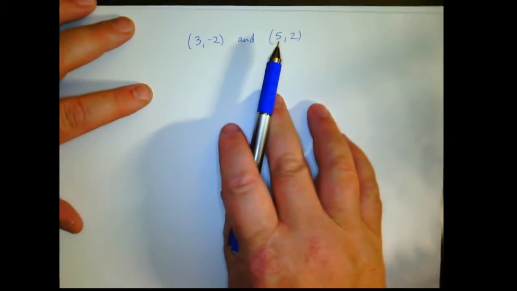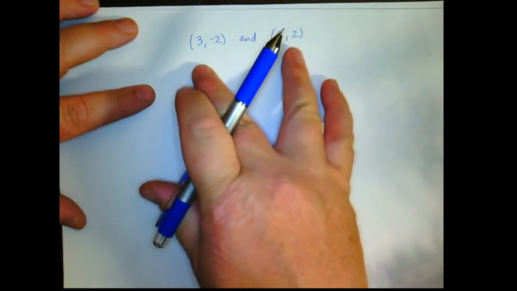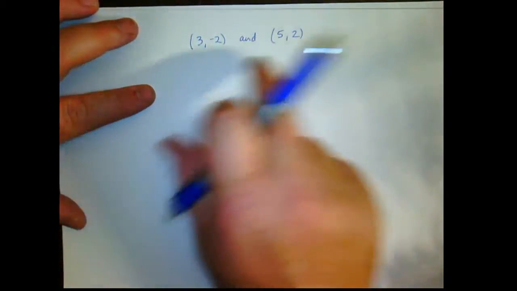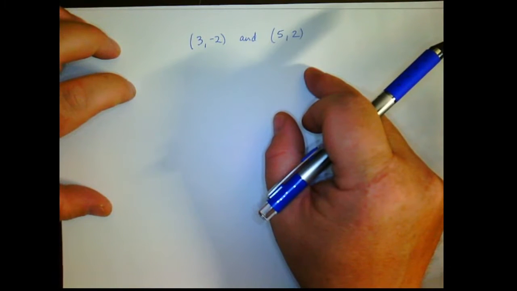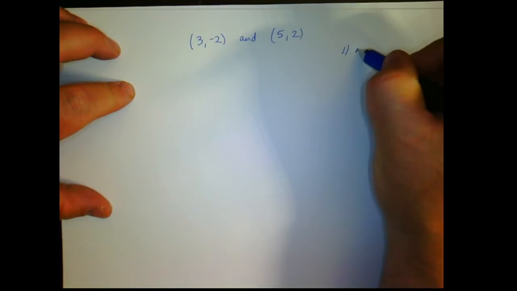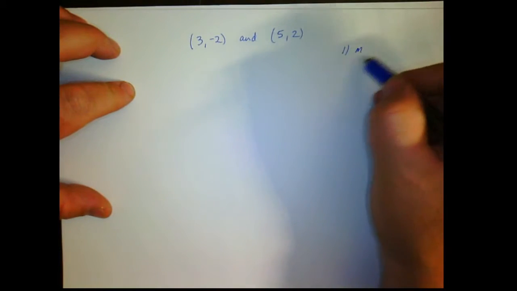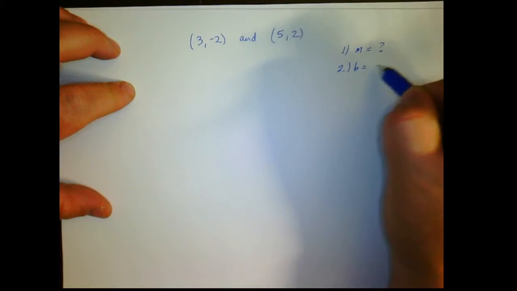What I want to teach you how to do today is to find the equation of a line given 2 points. So here we have 2 points, right? And we want to find the equation of the line that passes through these 2 points. Okay? In some ways this is kind of easy because there are step-by-step instructions that you can follow. So, look, first thing you're going to do is find your slope. The second thing you're going to do is find your y-intercept.